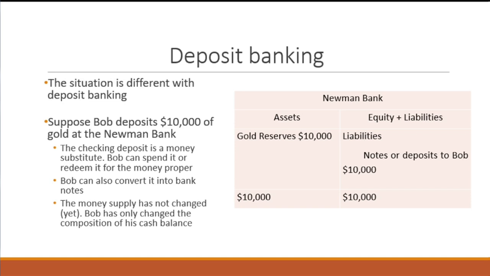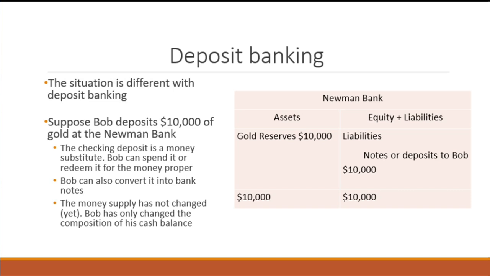What's going to happen there, right? So let's say Bob deposits $10,000 of gold at the Newman Bank. He wants to deposit it in the form of a checking account because he wants to have his money be safe. He's had prior experiences with theft in the past, so when he goes to the grocery store, he'll be secure, and he also doesn't want to have to constantly break down his gold coins into specific amounts, right?